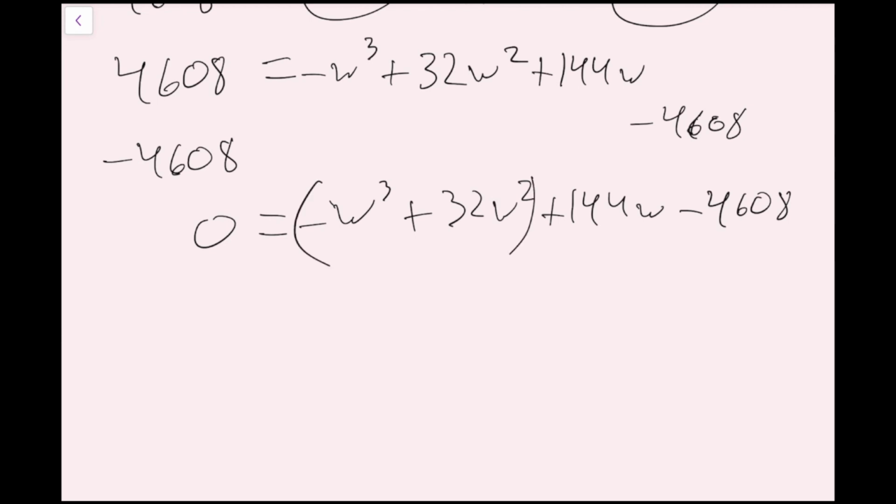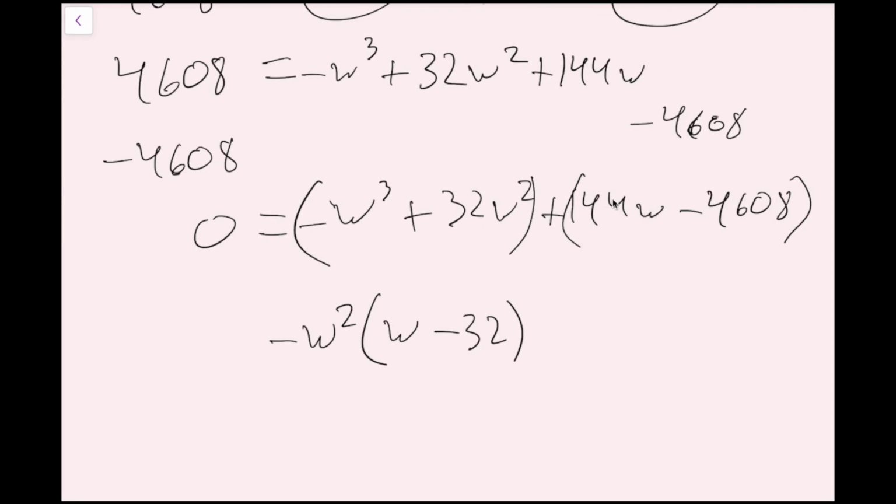So I have negative W cubed plus 32W squared, and then 144W minus 4,608. What I want to factor out first from this group is actually a negative W squared, because I want to have my first term positive. It doesn't really matter, but over here I see that this first term is positive, and I think that's just going to make my life easier. So if I factor out a negative W squared, I'm going to get negative W squared times positive W, and then this positive term is going to turn negative since I factored out the negative, and then just become minus 32.